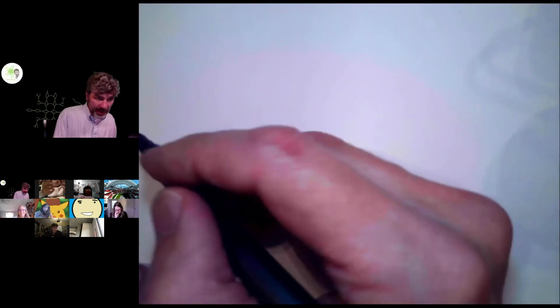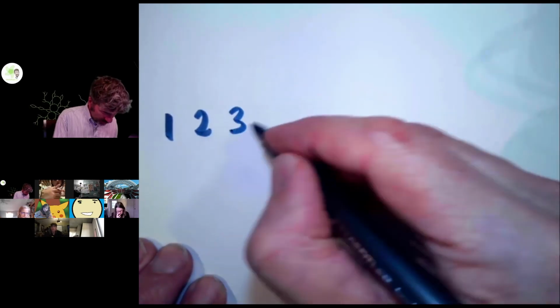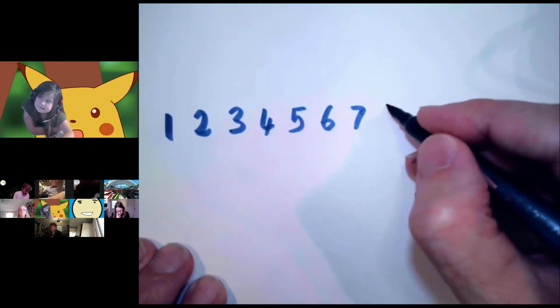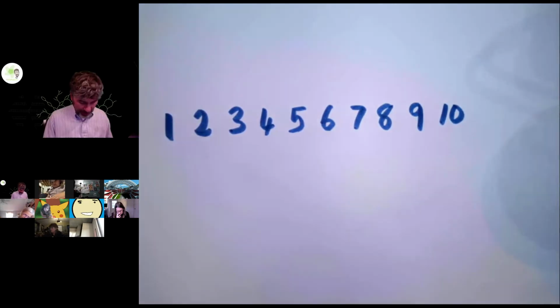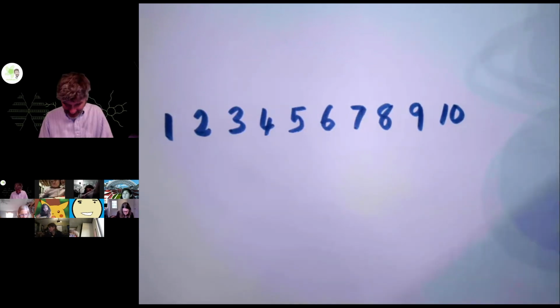Okay, so let me put this back again. Here we go. And so you're going to make it. Okay. I'm going to go with Bella. Tell me two numbers that you'd like to connect.